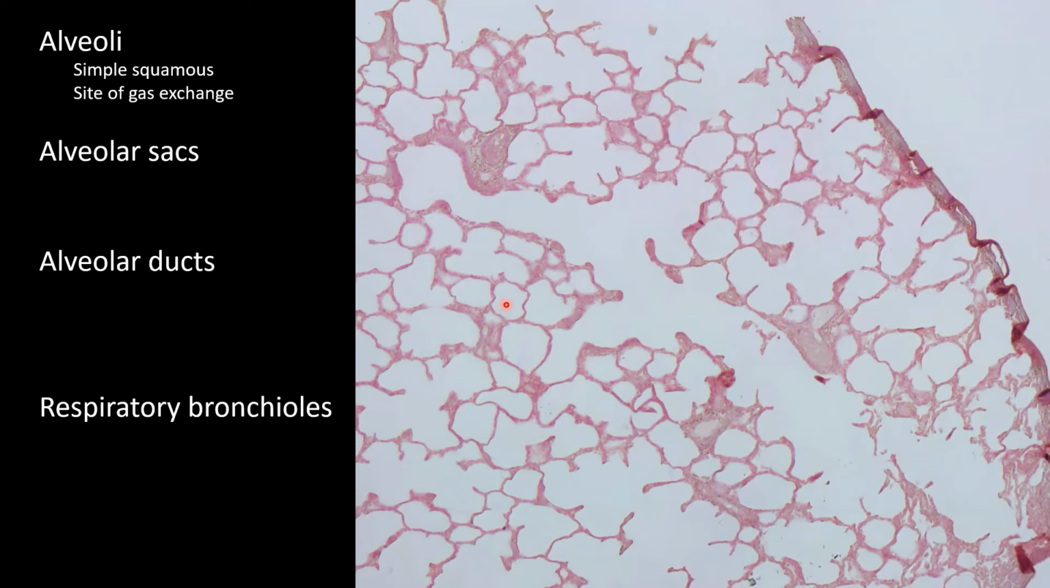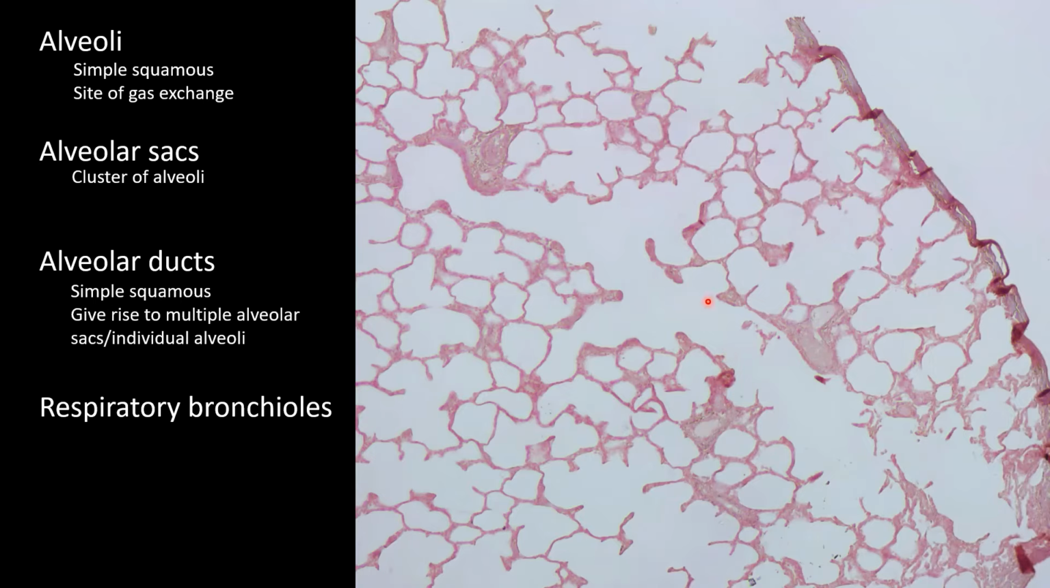The alveolar sacs are when you have a cluster of multiple alveoli. The alveolar ducts are the hallways that are leading to the alveolar sacs. They are also lined with simple squamous epithelium. And the alveolar ducts might also have little outpocketings of a single alveoli.